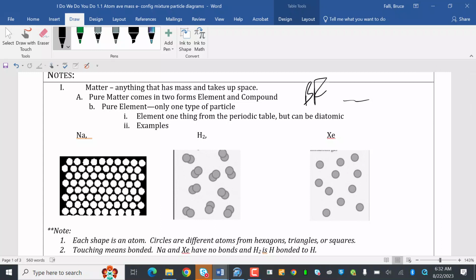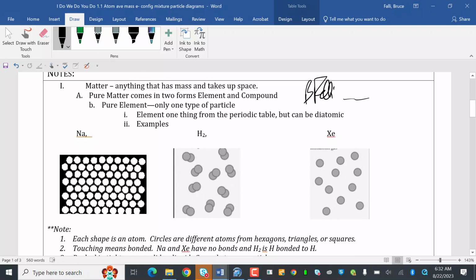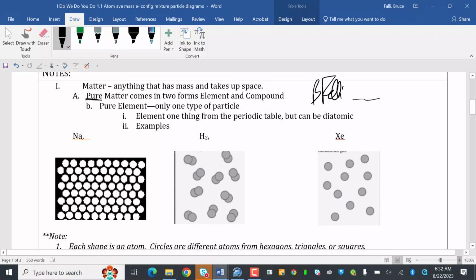Oops, I forgot to put Mr. Folly. Pure matter comes in two forms, right? An element and a compound. So if it's pure, that means you're only one thing, okay? And that's going to be an element and a compound. So let's talk about what an element and a compound are.